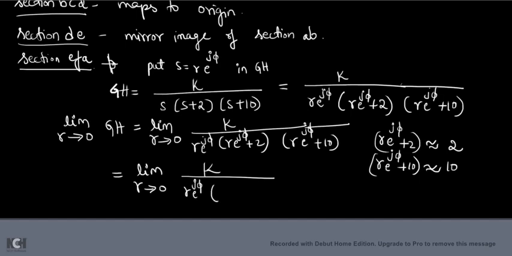Okay, instead of r e power j5 plus 2, I will write only 2 and I will write only 10. Okay, now what happens if you take it to the numerator? What happens if you put limit r tends to 0 here? When you put r tends to 0, one more r is there in the denominator. The whole term goes to infinity, no? And when the angle comes to the numerator, magnitude goes to infinity.